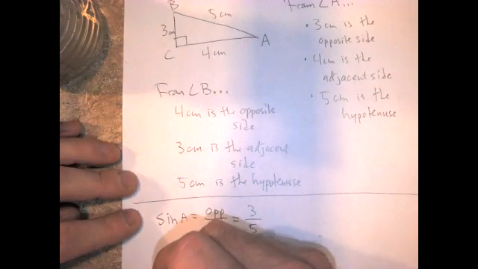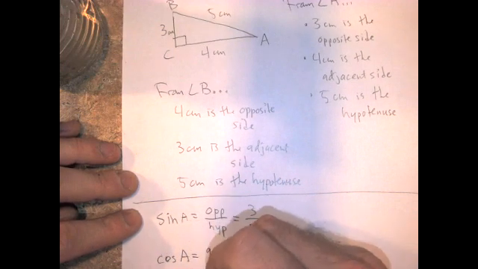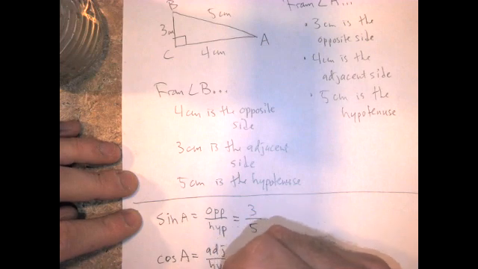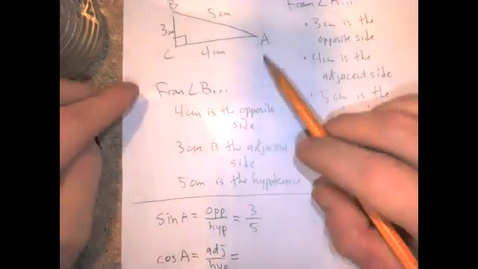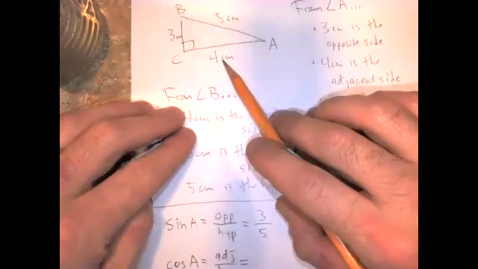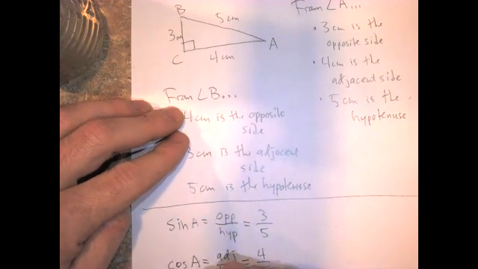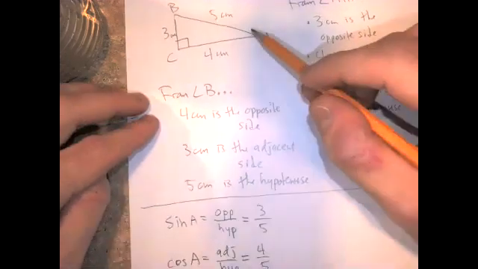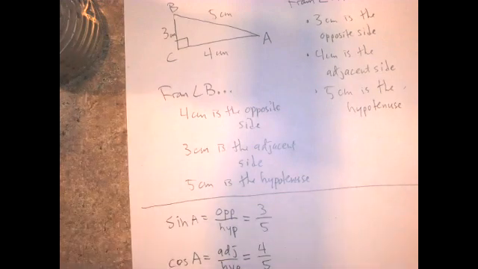Cosine of A, the definition of cosine is just the adjacent side divided by the hypotenuse. So from A, the adjacent side was the 4. Adjacent side was 4, so it's 4/5. And then tangent of A is opposite over adjacent. So from A, opposite was 3, adjacent was 4. We're just defining these terms.